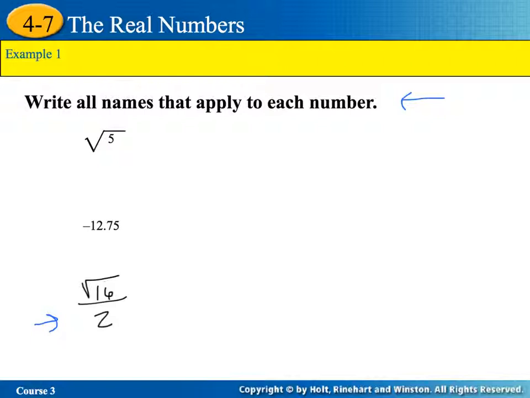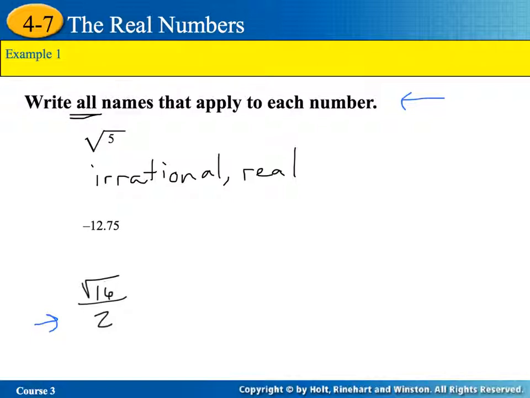All right, let's see how you did. Square root of 5. The very first thing that's going through my head is, what do we know about the square root of 5? Is that a perfect square? No, it is not a perfect square. Well, if I'm trying to find a square root of a non-perfect square, what type of classification is that? Irrational. That is an irrational number. What do we know about all irrational numbers? They're also real numbers. So irrational and real. They both need to be written down for that one because we're looking at all names.